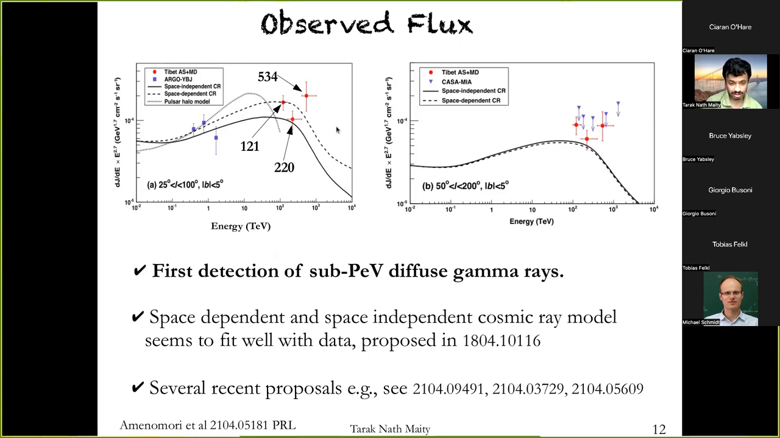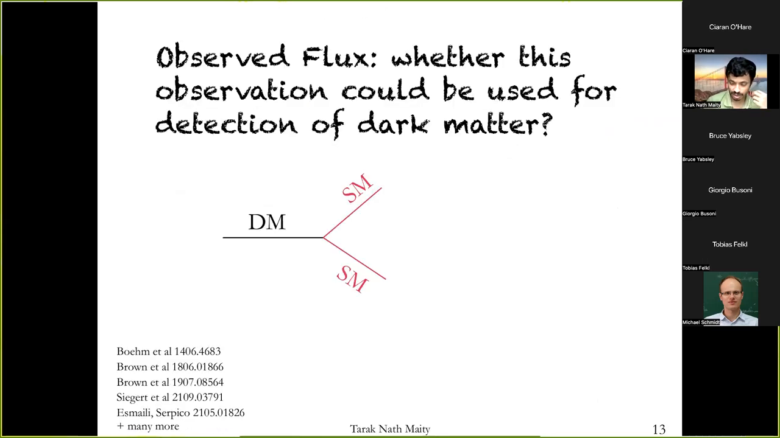what one can see is that the different cosmic ray theoretical models match well, or roughly well, with your data. And even after this experimental collaboration published their result, there are several proposals. You can look at these papers where they have tried to fit the data with several theoretical models. So you observe gamma rays, and the gamma ray flux predicted by different cosmic ray theoretical models matches roughly well with your data. Then the question that we asked was whether this observation could be used to search for dark matter or not. Specifically, we have explored the decay.